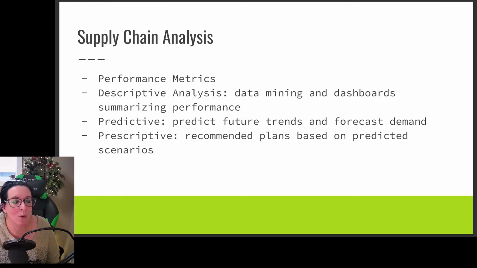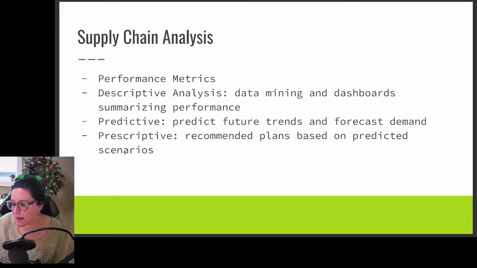So what is the most efficient shipping and logistics routes based on what is predicted in terms of demand, in terms of lead times, in terms of costs of planes and shipping? So it can recommend the best routes to take in order to get the materials to us.